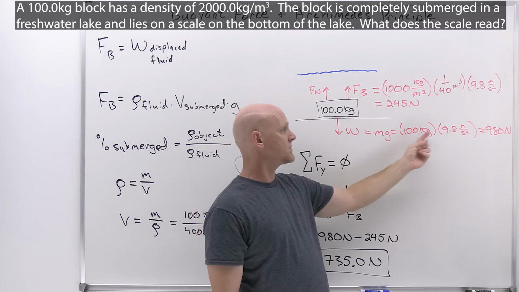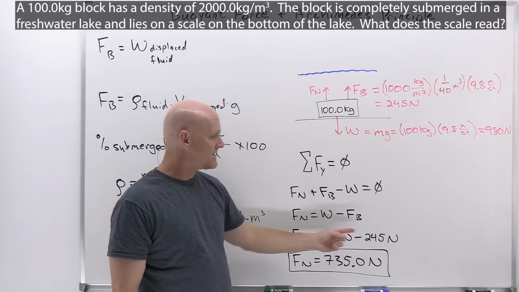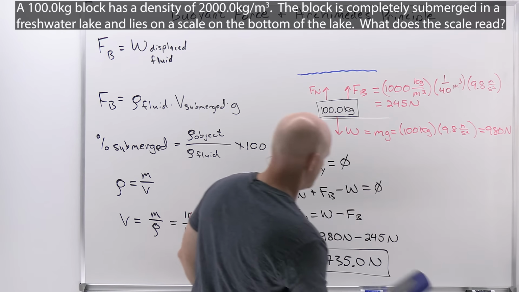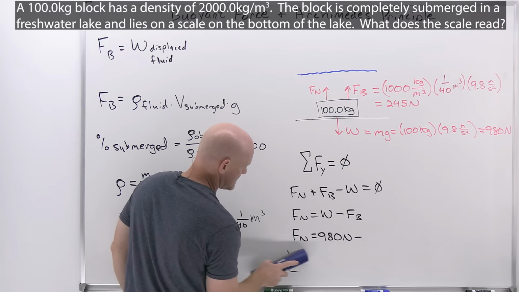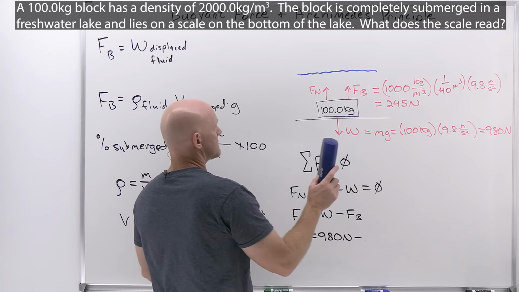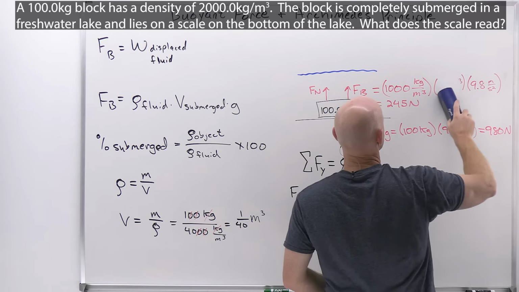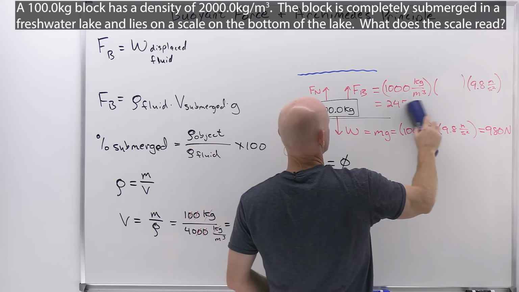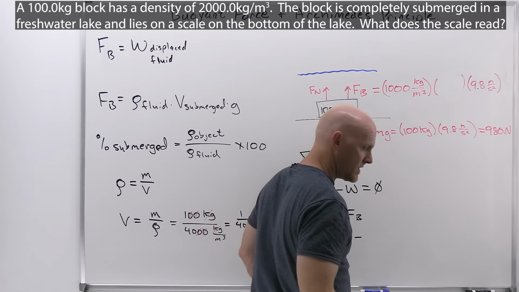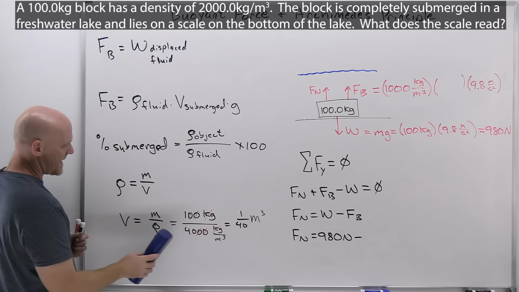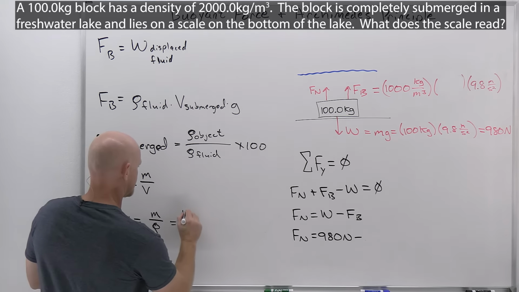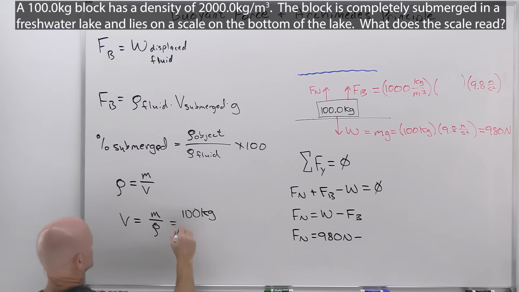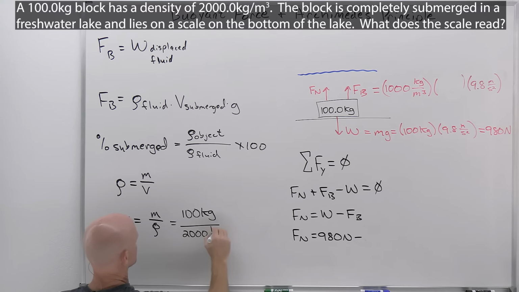Its weight is no different: 100 kilograms times 9.8, 980 newtons for the weight. What is different is this calculation of the buoyant force and therefore the overall normal force in this case. If we go back here, this volume is going to be different. The density of the fluid and gravity haven't changed, but the volume has changed because the density has changed. So volume is equal to mass over density, still 100 kilograms, but the density, instead of being 4,000, is now 2,000 kilograms per meter cubed.